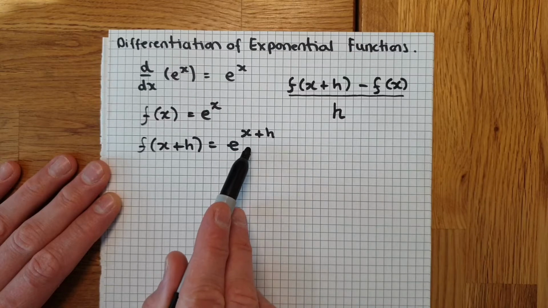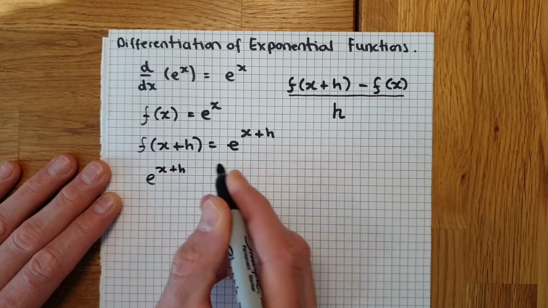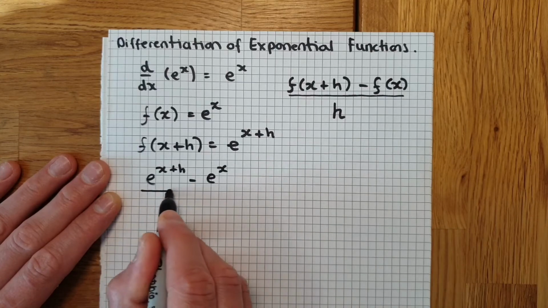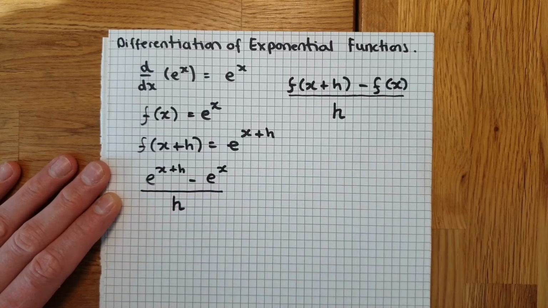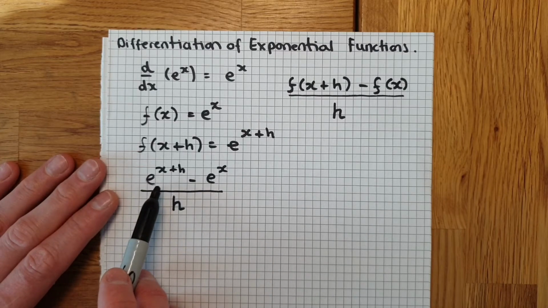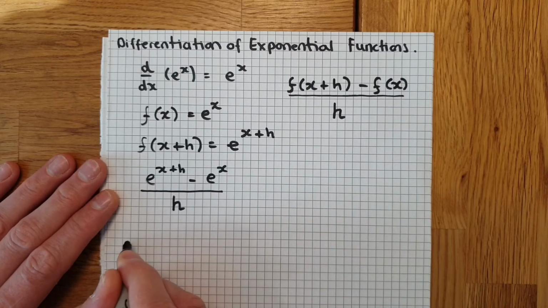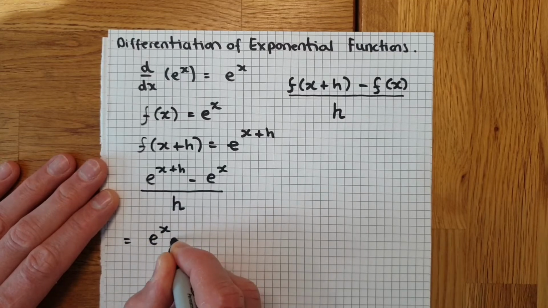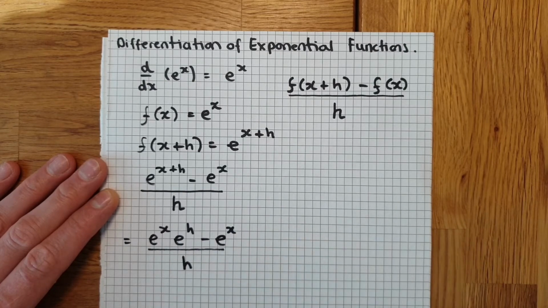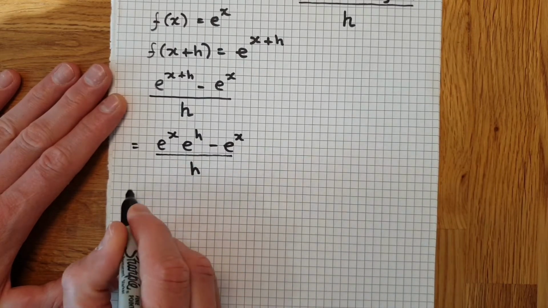So f of x plus h, we have this, so that's e to the x plus h, minus f of x, that's just our e to the x there, all divided by h. Now, when you're working with indices, if you multiply e to the x and e to the h together, you add the powers, and then you get x plus h. Well, we can split that apart. So that's the same as saying e to the x, e to the h minus e to the x, all divided by h. We've got e to the x as a common factor now.